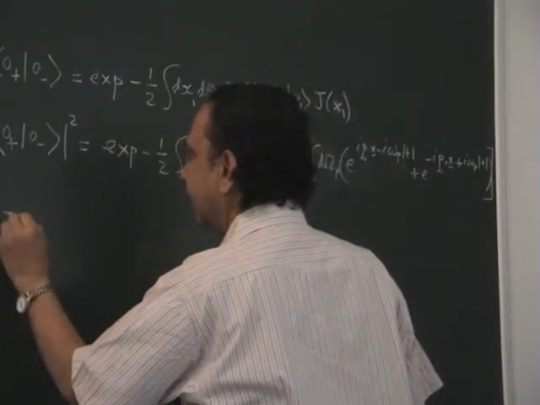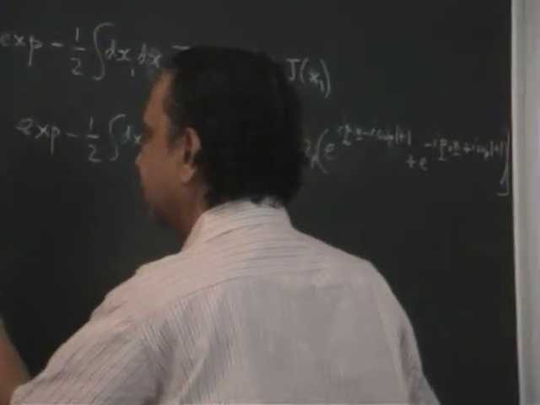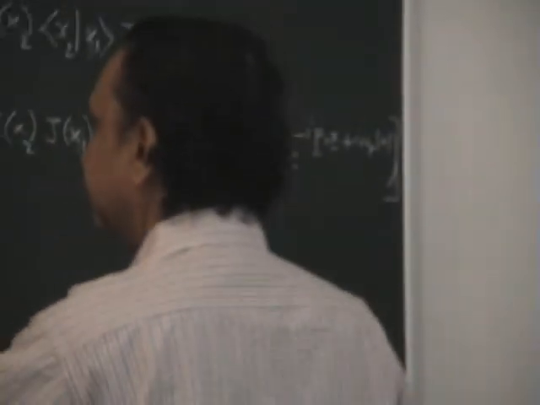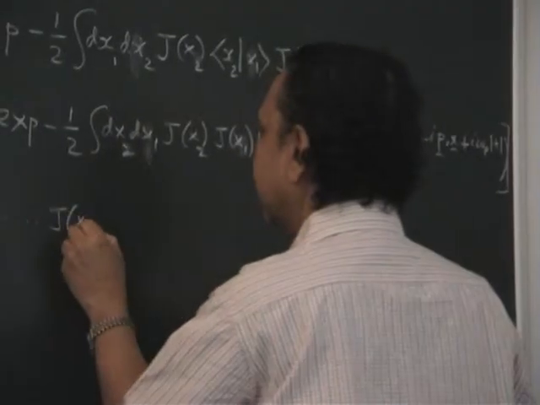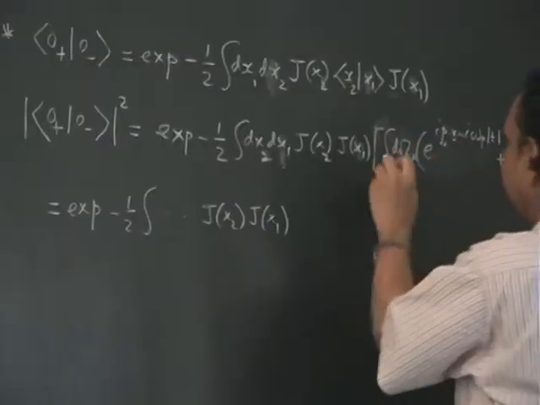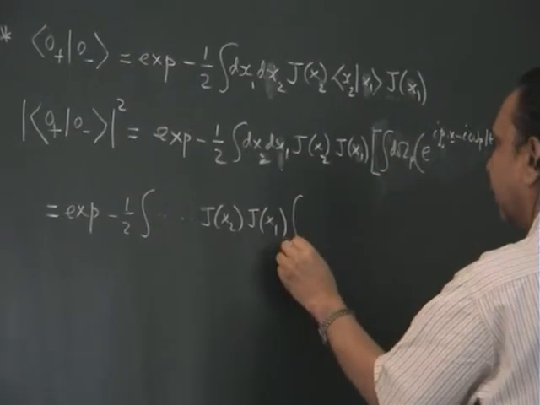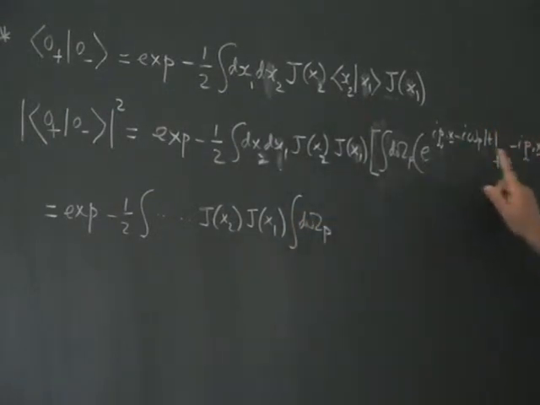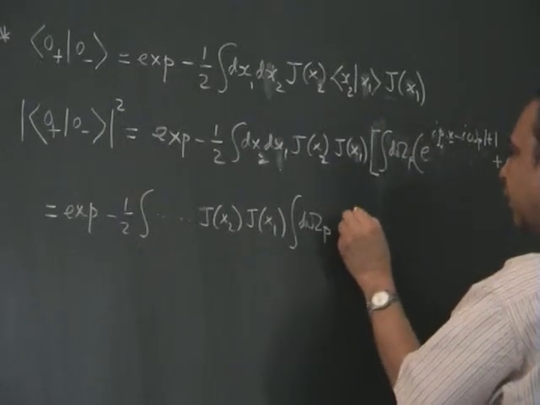What will happen is that this is again the same expression, exponential minus half integral 2 j's, j(x2) j(x1). Then in this I have an integral over d omega p. First thing I do is that in the second one I can play the same trick. P can be flipped. So I get e to the I p dot x outside.